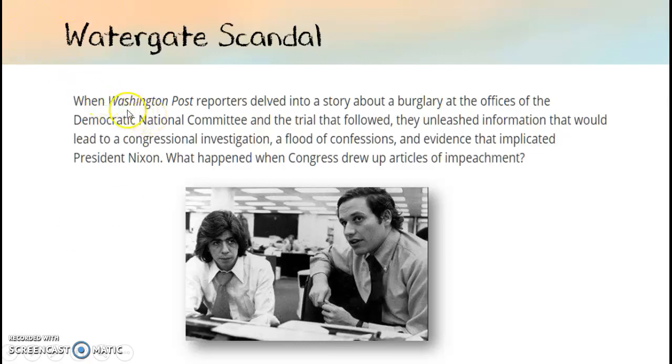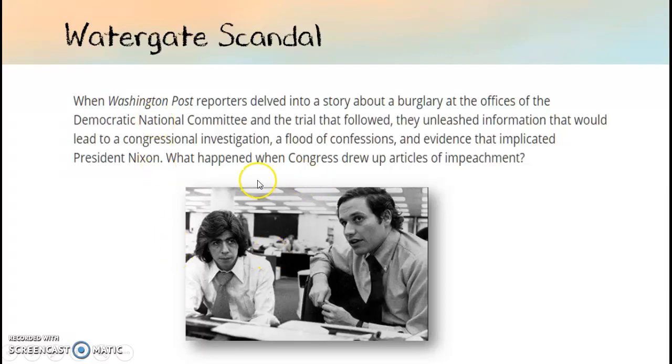So the Washington Post is a newspaper. Now we have to think back to the 1960s, and remember at that time there is no internet. So people got their information from the newspapers and from the television news. There was pretty much no other way to get information. So people who worked for newspapers were pretty important because they were responsible for giving all the information about the news to the public.